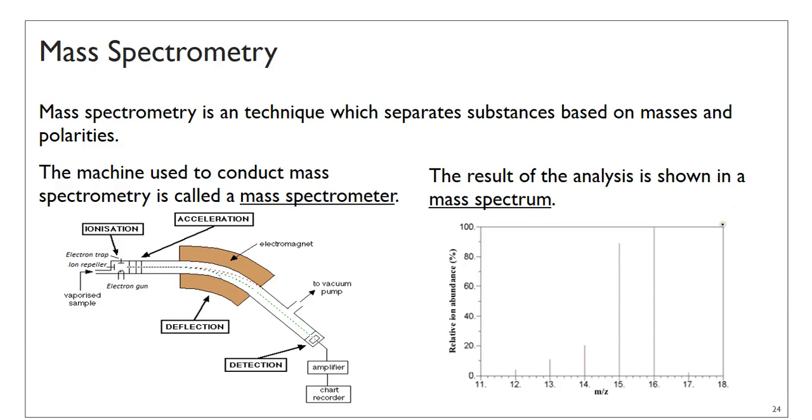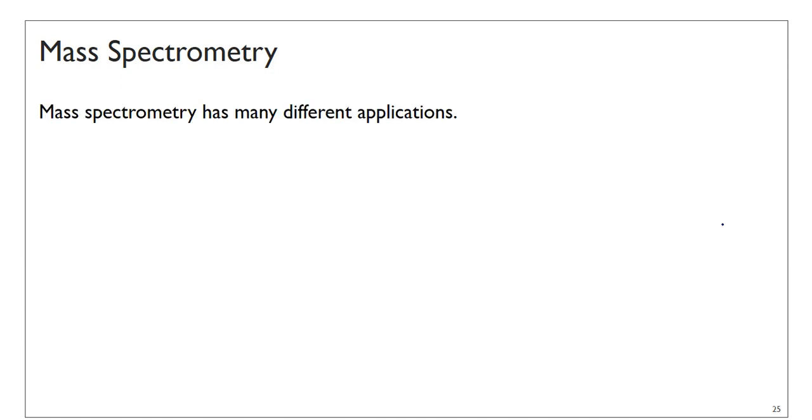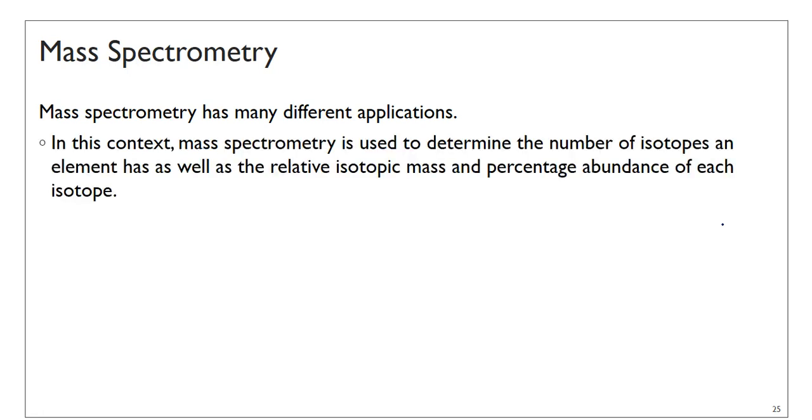So I'm going to explain the principles of the mass spectrometer as well as how to read a mass spectrum. The reason why I bring up mass spectrometry, and it is such a fantastic technique, it has so many different applications, but in this particular context, this is a technique that allows you to determine the number of isotopes in an element, as well as the relative isotopic mass and the percentage abundance of each isotope. It's such a good technique.